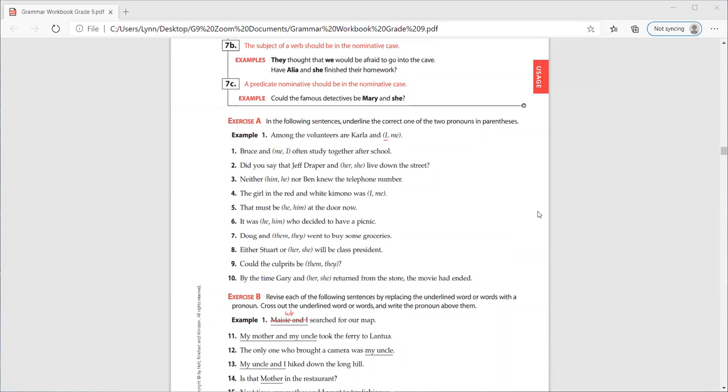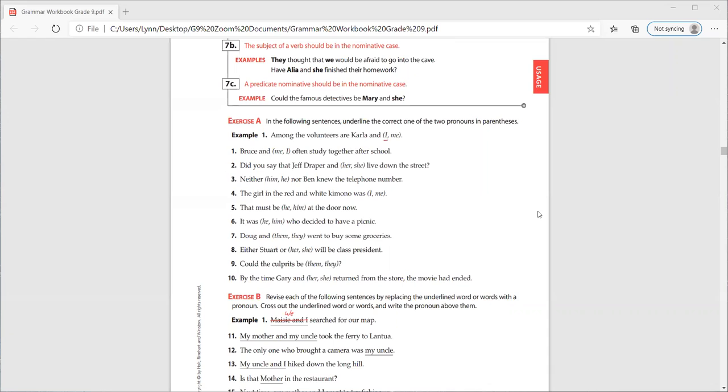If you leave out Ben, would you say him knew the telephone number or he knew the telephone number? If I left out Ben, it would be him. No, you can't say him knew the telephone number. You'd have to say he. Right. You understand? Okay. So anytime anyone gets confused about that, omit the other name there and then see how it works and you'll have the correct answer.